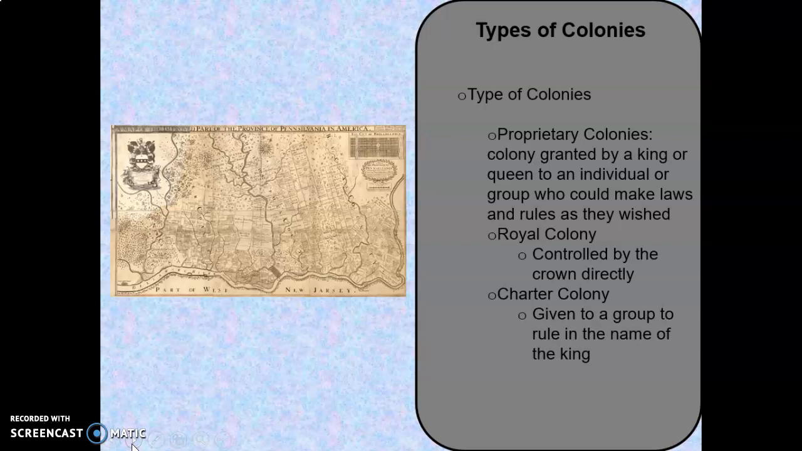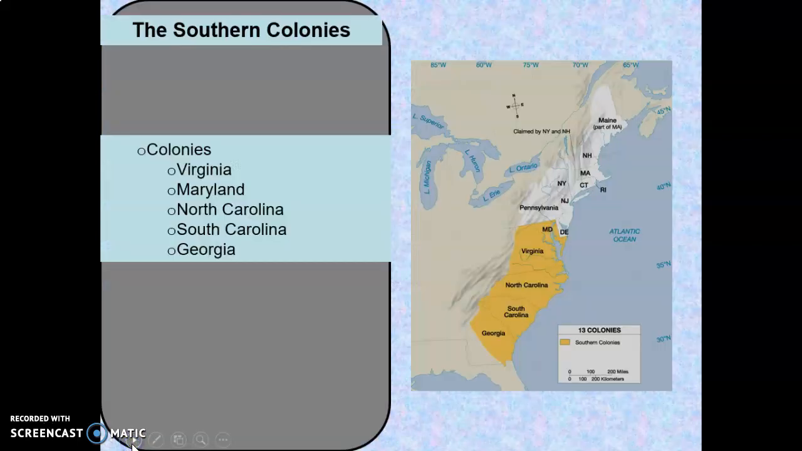Proprietary colonies are granted by a king or a queen to an individual or a group of people, and they make their own rules and laws as they wish in their colony. Royal colonies, just as it sounds, are controlled directly by the crown, directly by the king or queen, and a charter colony is given to a group of people or one person. They rule in the name of the king.